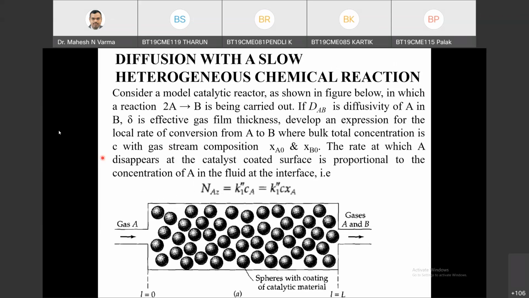Yeah, Karthik. What will be the boundary condition for this case? Sir, it would be the same for z equal to 0 as in the previous case, but for z equal to delta we will have a change. It would be flux upon rate constant into concentration. Yeah, at X equals delta, XA will be equal to NAZ divided by K1 double dash C. Okay, this will be the boundary condition.